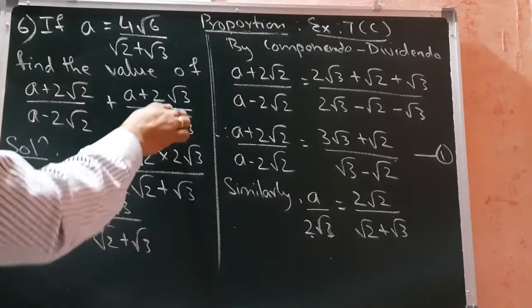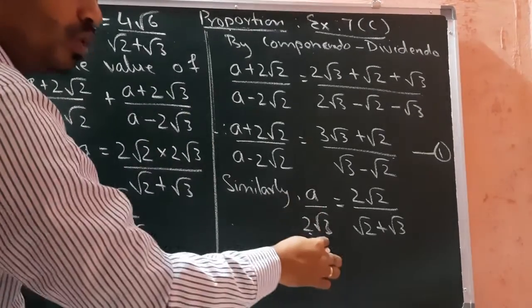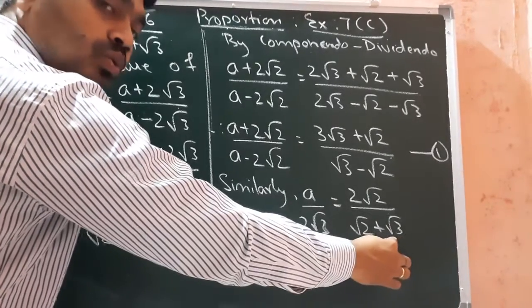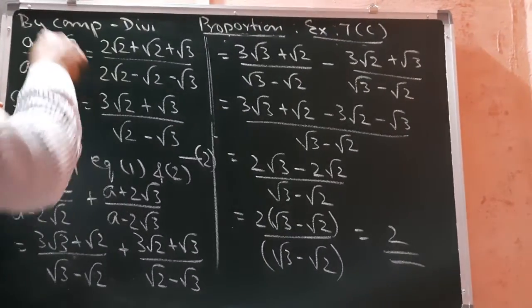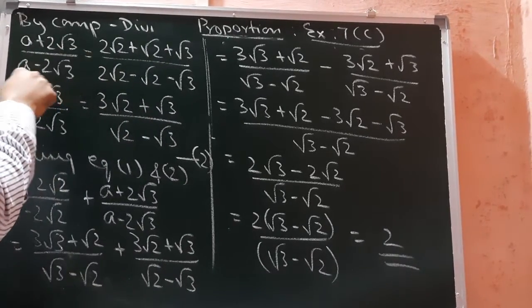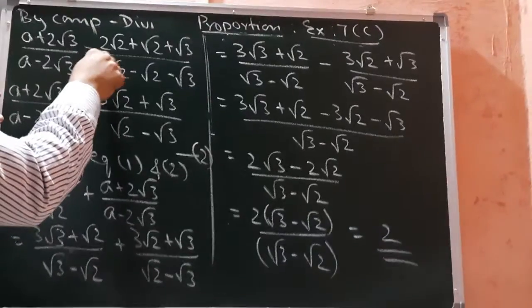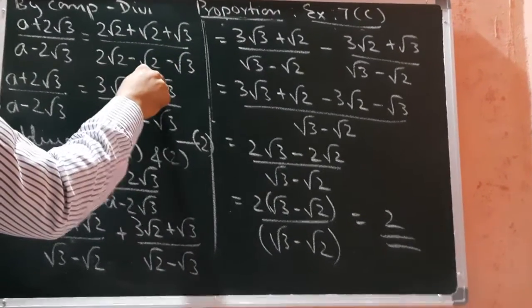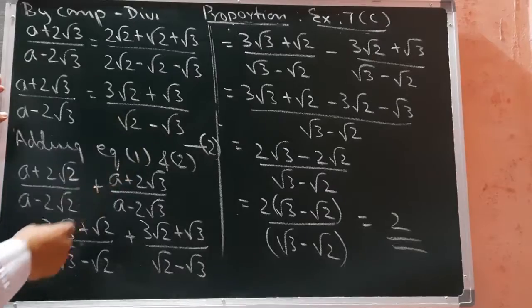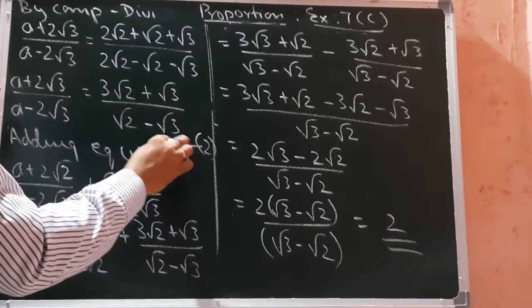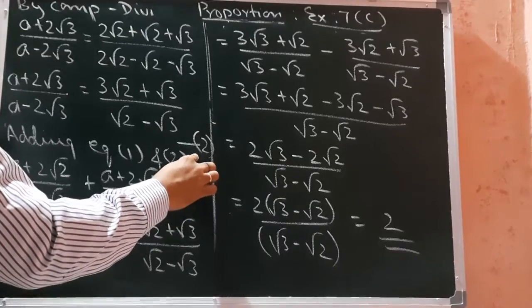Similarly, so now here we have 2√2. So a upon 2√2 is equal to 2√2 upon (√2 + √3). Now by componendo dividendo, we get (a + 2√3)/(a − 2√3), which is equal to (2√2 + √2 + √3)/(2√2 − √2 − √3). So we get now (3√2 + √3)/(√2 − √3). This is your step number 2.